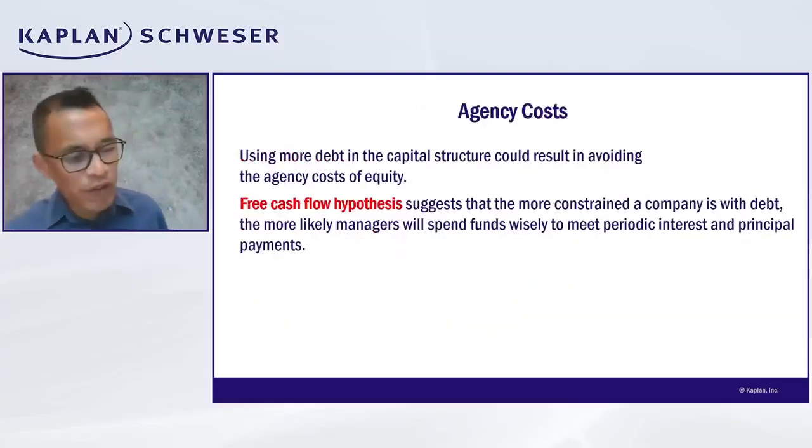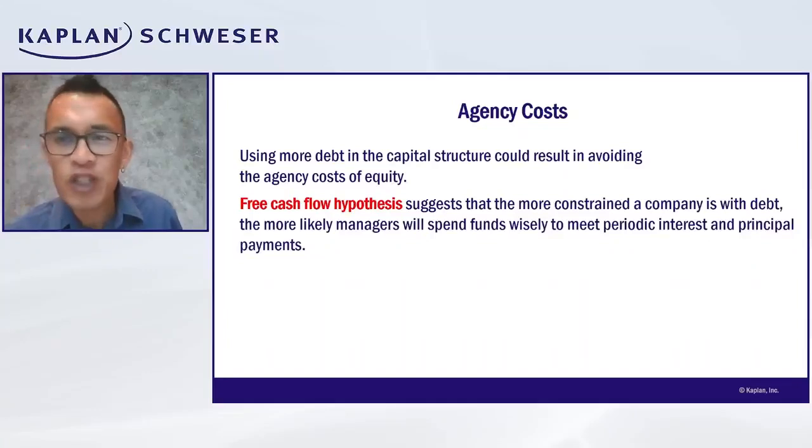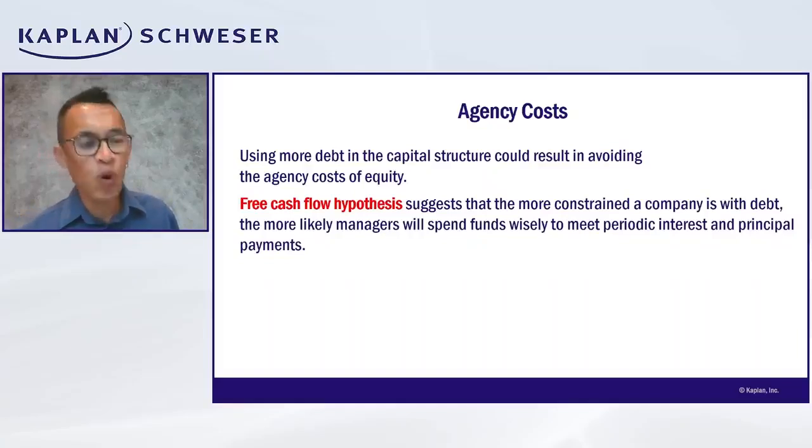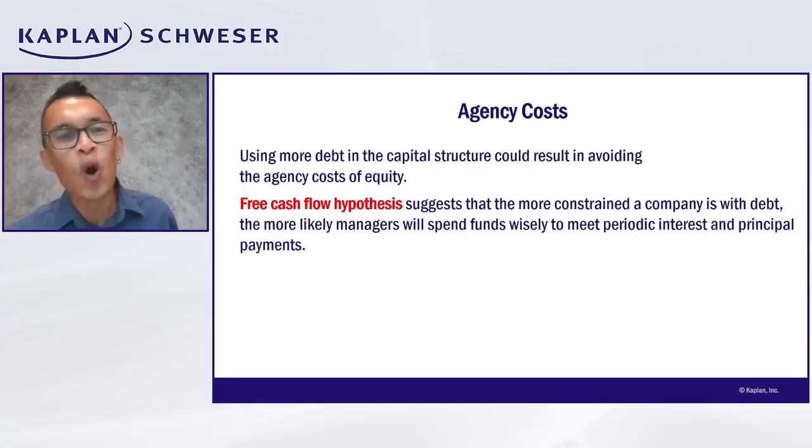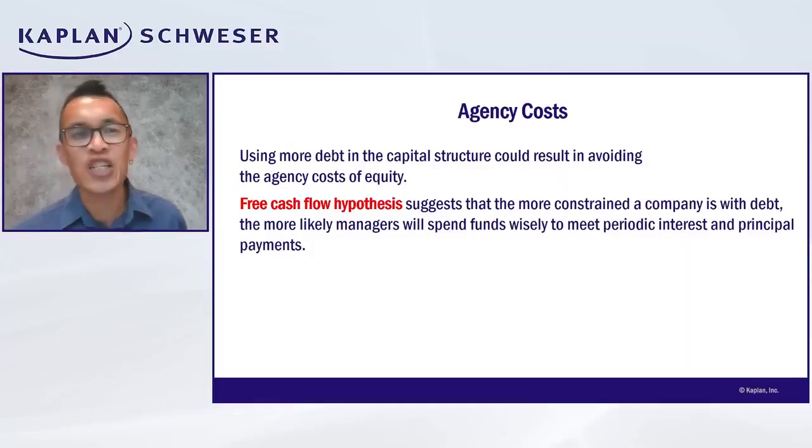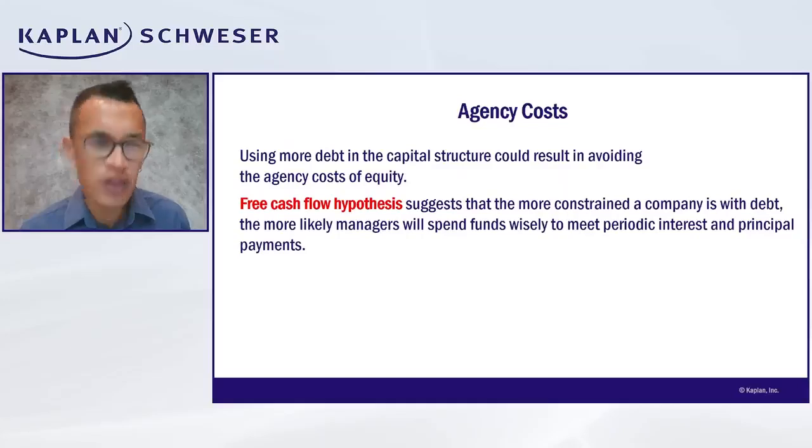Now, as a quick review, agency costs we saw earlier are incremental costs arising from conflicts of interest between managers, shareholders, and bondholders. So in that context, the more financially leveraged a company, the less freedom for managers to take on more debt or to spend cash unwisely. So the use of debt financing is, in that sense, a good thing to avoid agency costs.